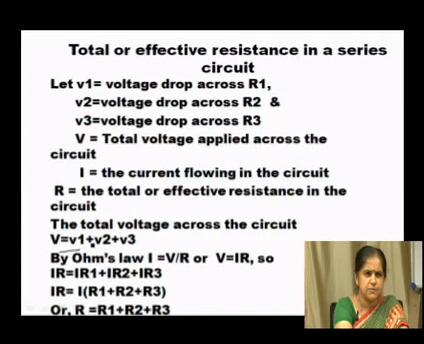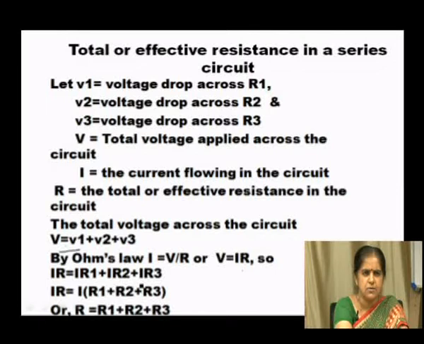By Ohm's law, which gives the relationship between current, resistance as well as voltage, I is equal to V by R, or V is equal to I into R. Let us use this equation: voltage is the product of current and resistance. So let us substitute I into R for V. The equation becomes I into R, V1 is replaced by I into R1, V2 by I into R2, plus, instead of V3, I into R3.